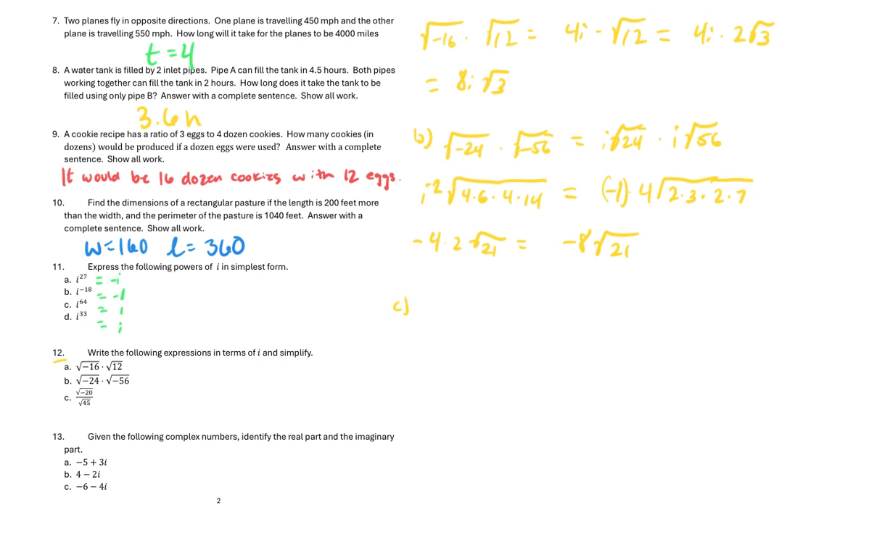Then C, square root of negative 20 over root 45 is equal to i root 20 over root 45. i, 4 times 5 over root 9 times 5, which is equal to i times 2 times root 5 over 3 times root 5. The root 5 divided by root 5 is 1, so this is going to equal 2/3 i.